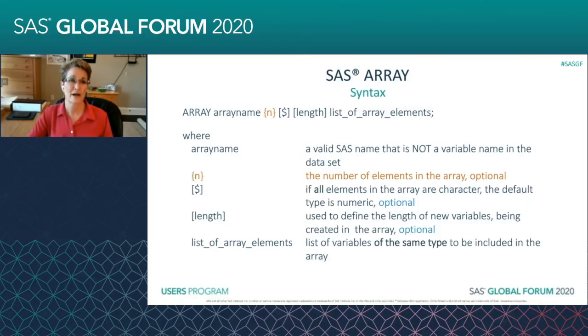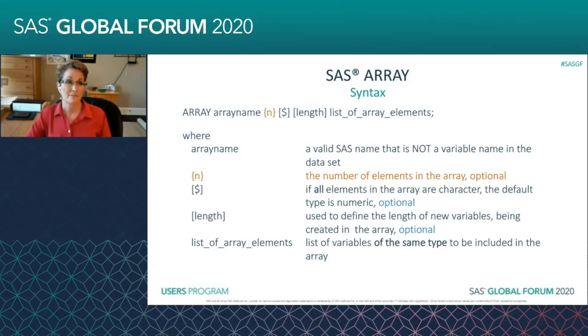using the keyword array. We then give it some array name. I like to use an array name that starts with the letter A, and that just allows me to remember when I'm coding, hey, this is an array. Just like with a format, I like to start my formats with the letter F. So this is a format. It just keeps things straight in my brain.